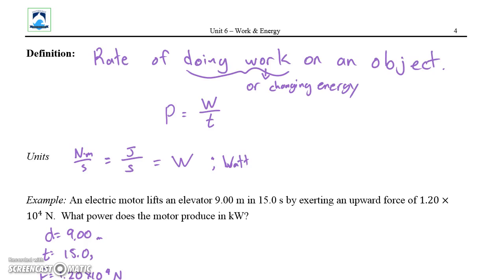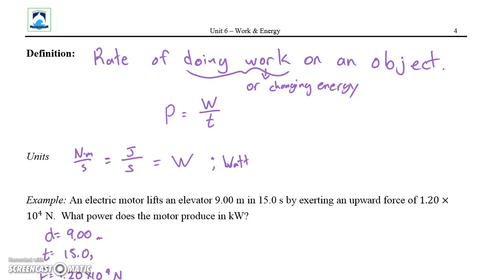Alright, welcome to the second video of unit number 6 where we're going to talk about power. Now power is related to work as power is the rate of doing work on an object. You'll also see there that it says or changing energy, so it could be the rate of doing work or the rate of changing the energy of an object. It could be either or. We'll see why that's true in a second when we get to the work and energy relationship.